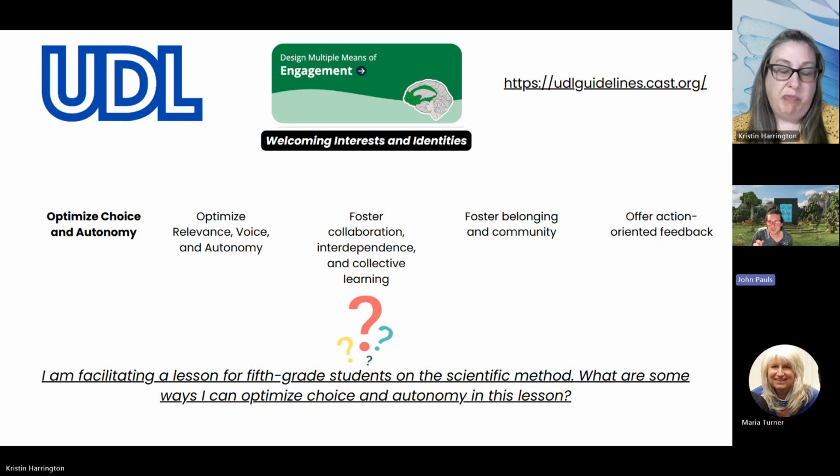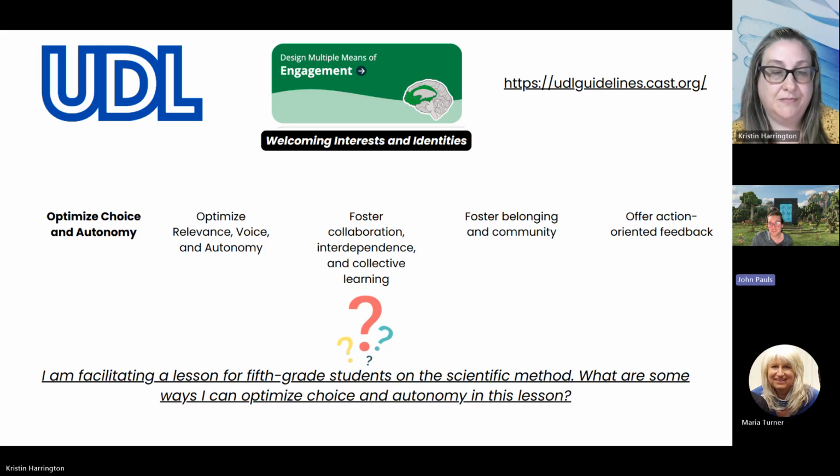And so I thought that we could show you how we could take this UDL, these guidelines, and ask and collaborate with AI to get some ideas. So for the first area within our guidelines, it is welcoming interests and identities. We can make learning more accessible and inclusive if we welcome the interests and identities of others when it comes to our engagement. And so we have all of these different things that we consider: optimizing choice and autonomy, optimizing relevance, voice and autonomy, foster collaboration, interdependence, and collective learning, foster belonging and community, and offer action-oriented feedback.